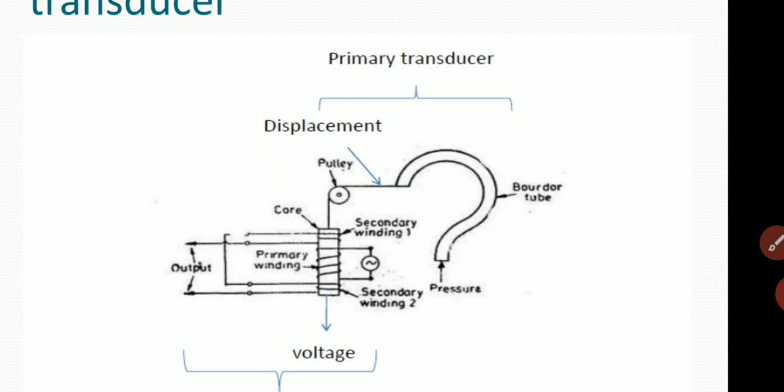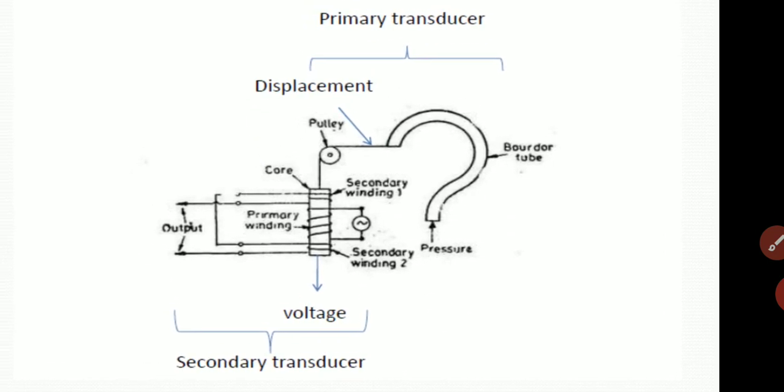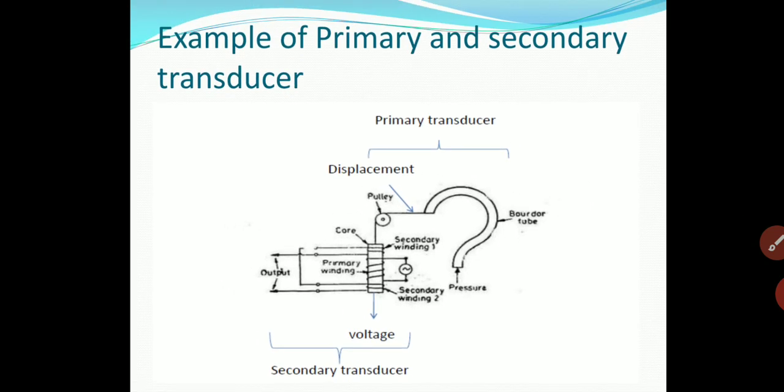Here, as you can see, the primary transducer converts pressure into displacement, and the LVDT, that is a secondary transducer, converts displacement into voltage. So here voltage is proportional to displacement and displacement is proportional to the pressure. So in this diagram we are using two types of transducer, primary transducer as a Bourdon tube and secondary transducer as an LVDT. So this is the basic concept of primary and secondary transducer, where we have to convert first into non-electrical and then again into electrical quantity.